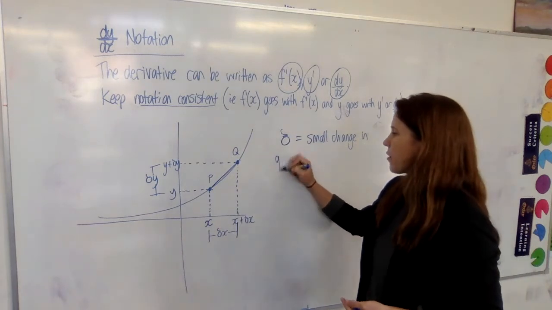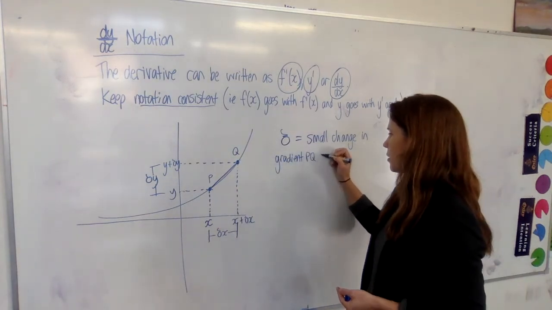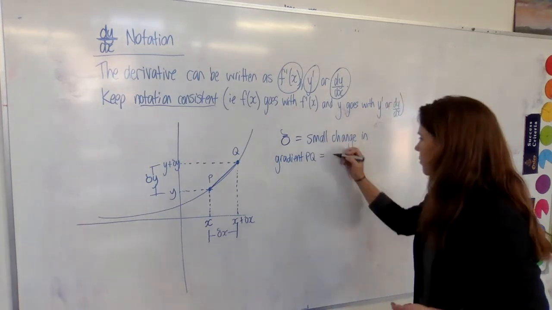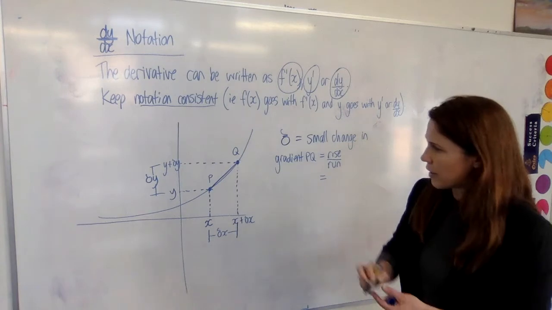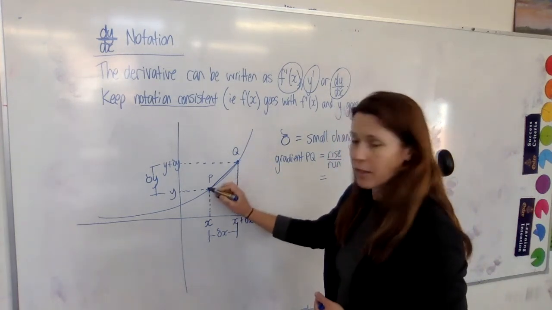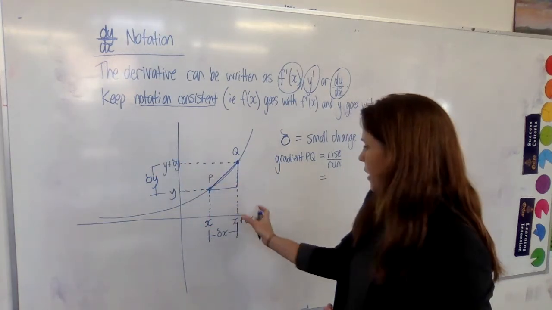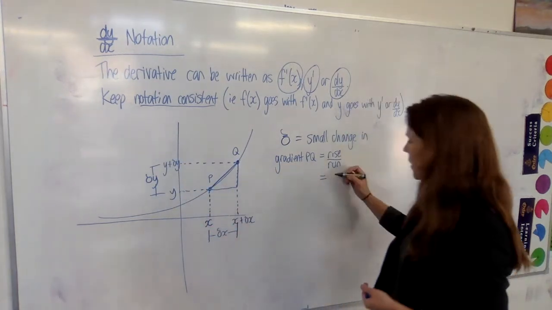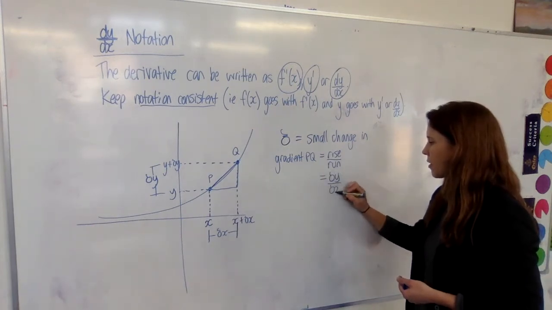Okay, when we go to find our gradient of PQ, we can say it's rise over run. And the rise, if we drop a line down and across to see the gradient of this PQ, is clearly a change in y, and the run is a very small change in x, and we can write that as delta y over delta x.